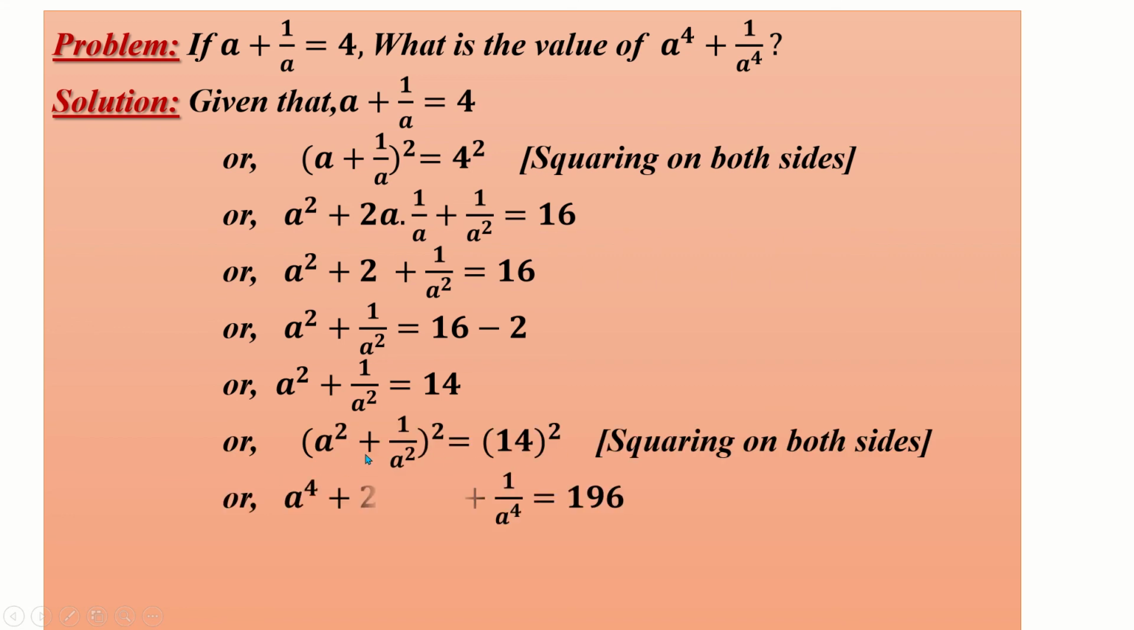Okay. Now again use the formula. A square whole square means A to the power 4 plus 2 into A square into 1 by A square plus 1 by A square whole square. 1 by A square whole square means 1 by A to the power 4. So this A square and this A square cut. Here will be only 2. So left side will be A to the power 4 plus 1 by A to the power 4. This equal to 196 minus 2. This equal to 194. Clear? This is the required answer.